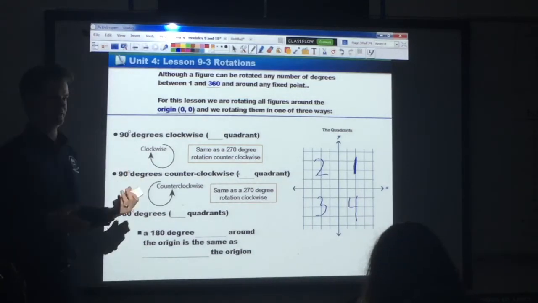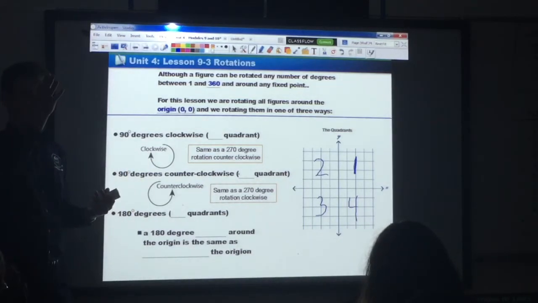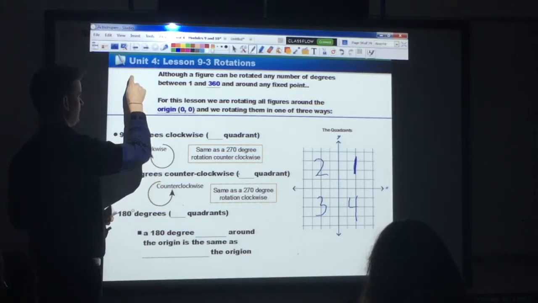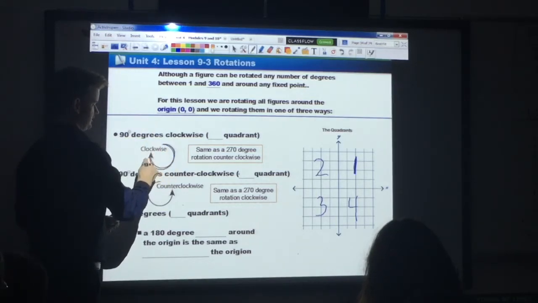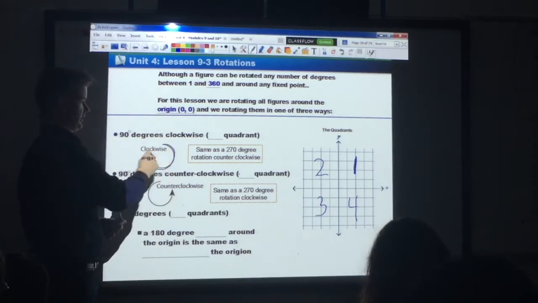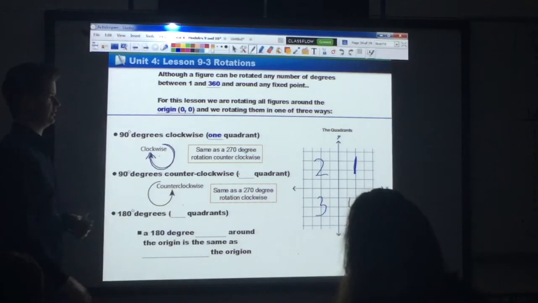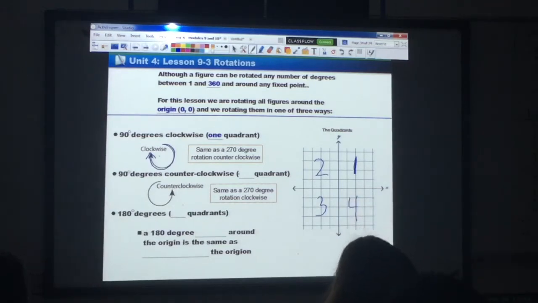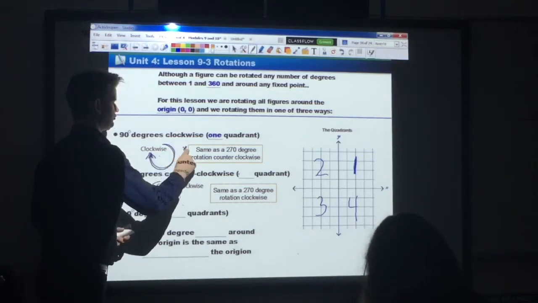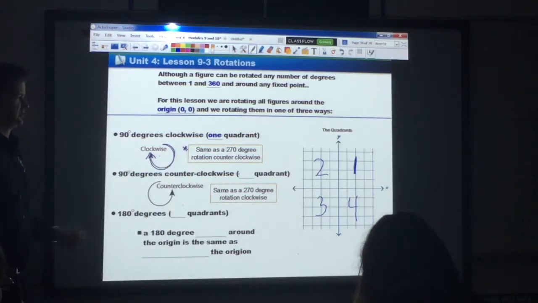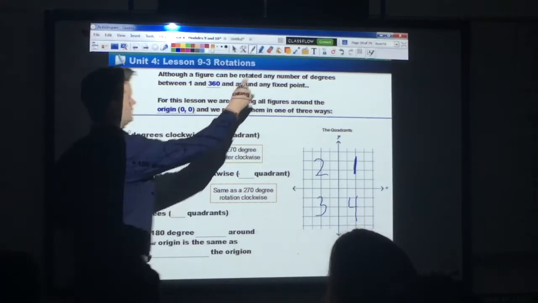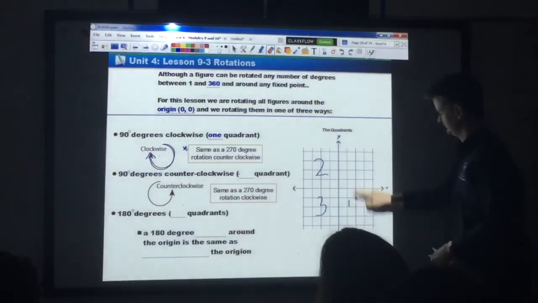If we're going clockwise, now in case you forget what clockwise is, it's the way the hands of a clock turn. So if you're looking at a clock, this is clockwise. That's the way that the hands turn around the clock. That's clockwise. So when we go 90 degrees clockwise, we're moving that figure 1 quadrant. Very important here, a 90 degrees clockwise rotation is the exact same thing as a 270 degrees counterclockwise rotation. What does that mean? I'll let you guys write that in real quick.